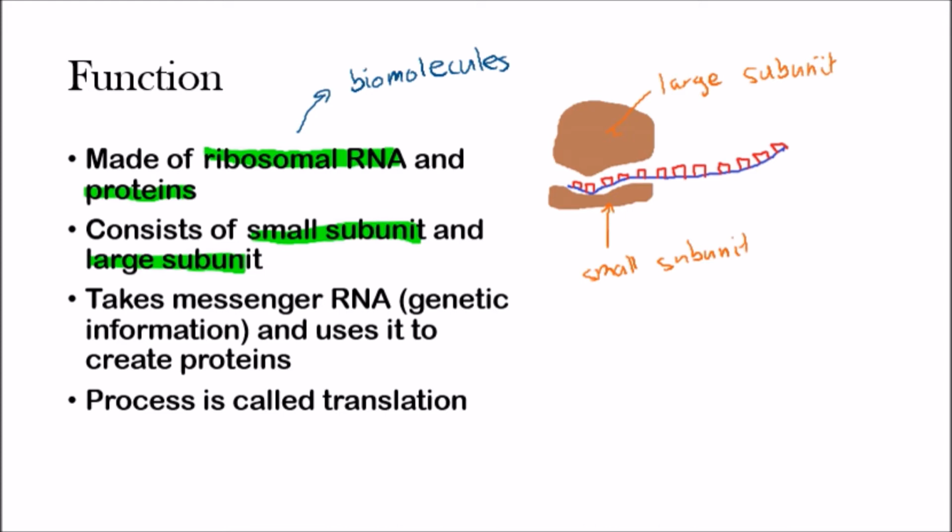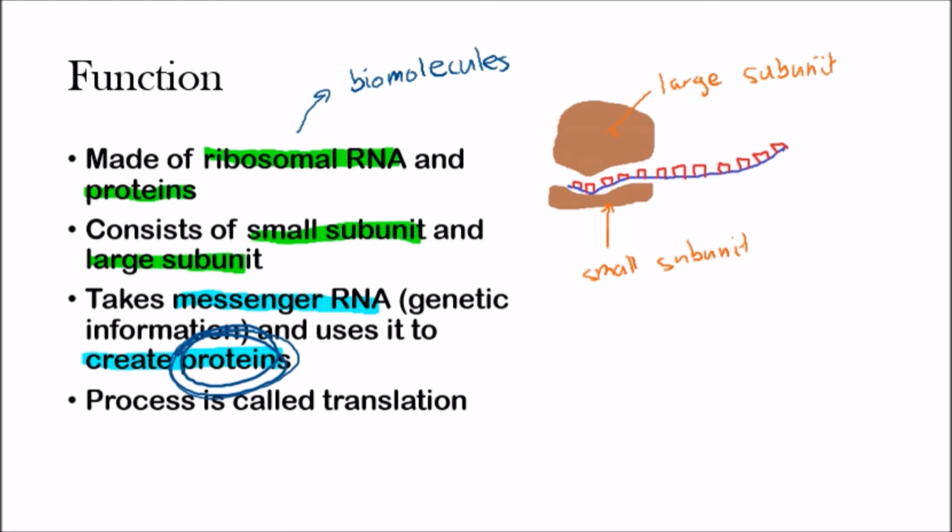Now, if you had to take one thing from this video, this is by far the most important thing about ribosomes. What do ribosomes do? Ribosomes take messenger RNA, which is genetic information, and use it to create proteins. I'm going to circle this because it's so critical to know. Ribosomes make proteins. Very important that you know that.